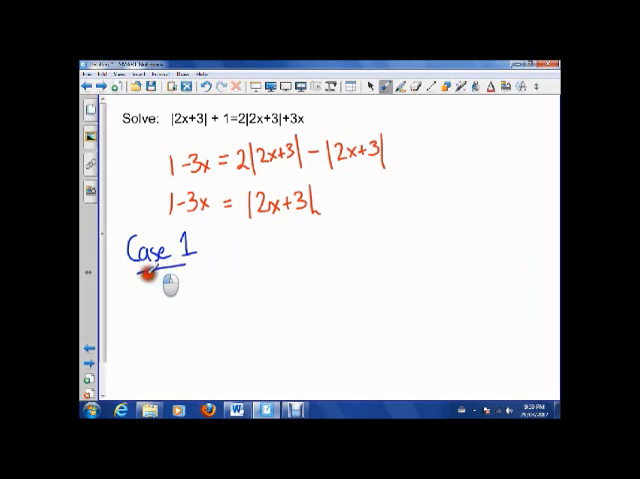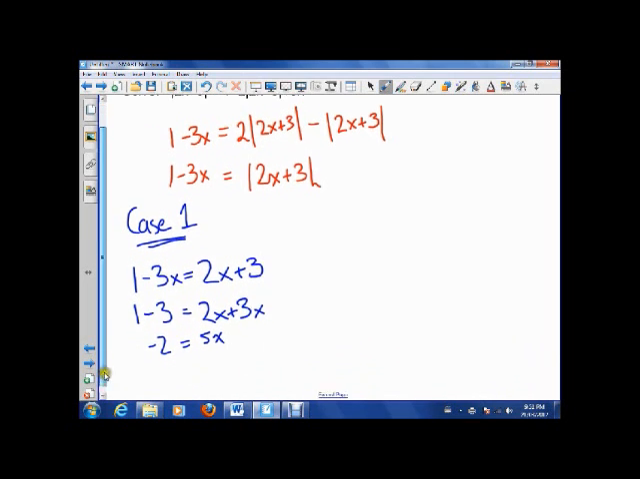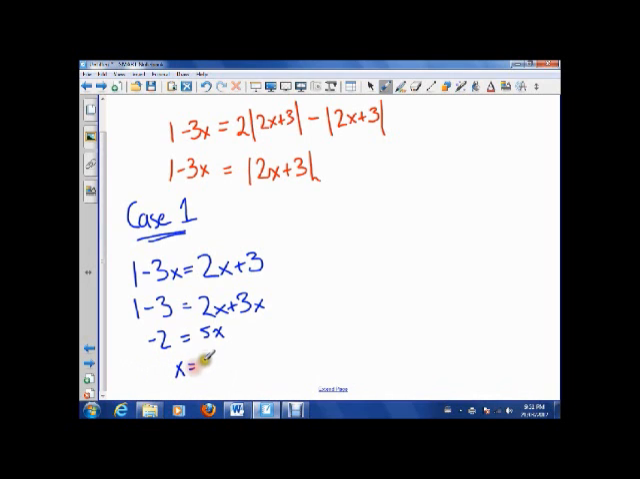So case 1. We have 1 minus 3x is equal to 2x plus 3. So that's that right branch, right? So let's solve that. I'm going to move the 3x over, so we'll get 2x plus 3x. And I'm going to move the 3 over, so I get 1 minus 3. So negative 2 is 5x, which then tells me that x is negative 2/5. Okay?